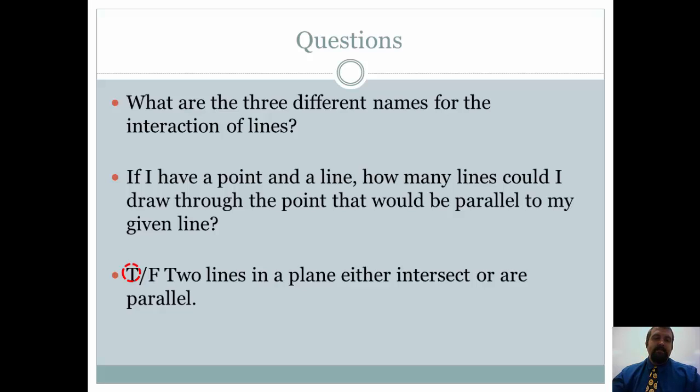So, right now, you should be able to tell me what are the three different names for the interactions of lines.